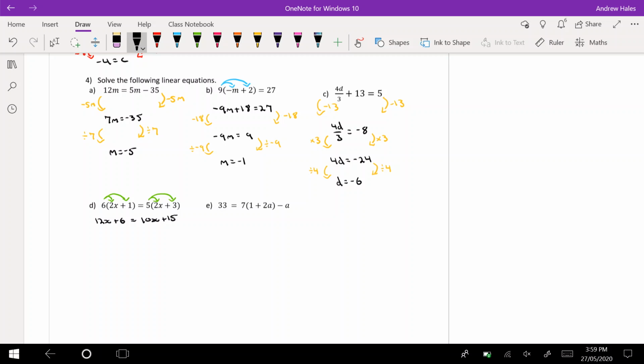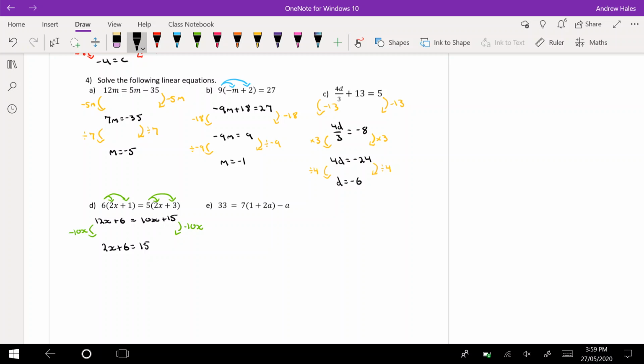Again, I want to get all variables on one side of my equal sign. I want to get all numbers on the other side of my equal sign. So from there, what we have to do is move around some things. We have to move my variables first. So let's get rid of the 10x. Let's move 10x over here. So I have to move it on this side as well. 12x take 10x is 2x plus 6 equals 15.